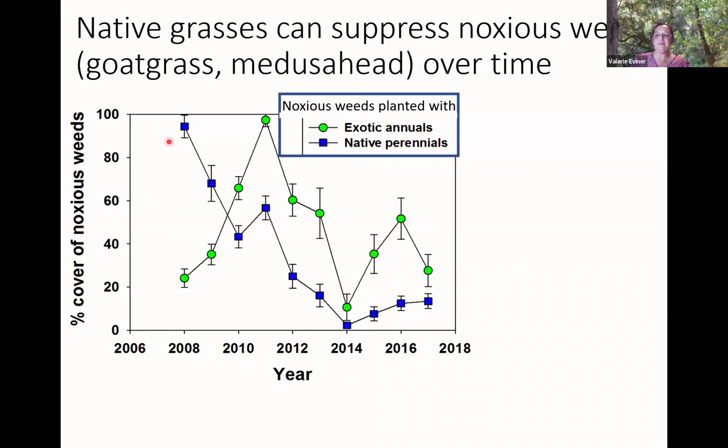With the natives, this is when we planted the natives in. So in the first year our native grasses were there, not surprisingly, right, these noxious weeds were just everywhere. But as those native perennial grasses were establishing, we saw a steady decrease of those noxious weeds. And then, even post-drought, when they were doing great in the annual system, we're able to keep the noxious weeds under 15% cover, which is a really great success story in terms of restoration.